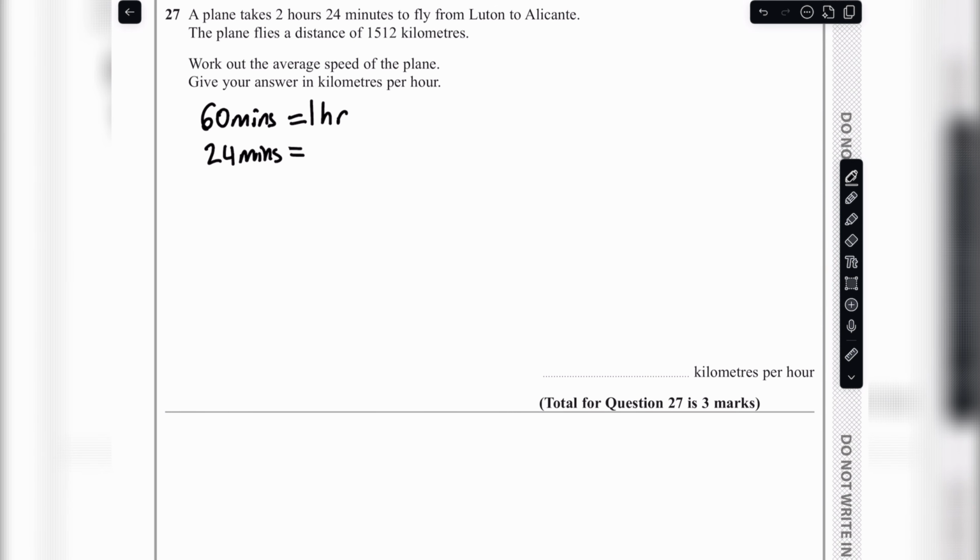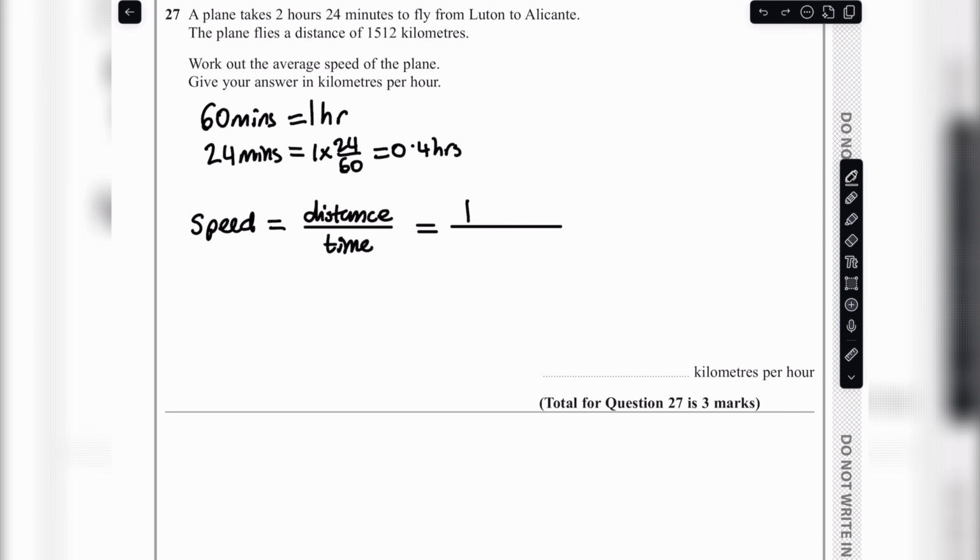So in other words, we have 1 times 24 over 60, and that gives us a value of 0.4 hours. And remember that speed equals distance divided by time. So the distance traveled is 1,512 kilometers divided by the total time, which is 2 plus 24 minutes, which we've calculated to be 0.4 hours. And we know that all of this is in hours. And when you put that into your calculator, you should get an answer of 630 kilometers per hour.